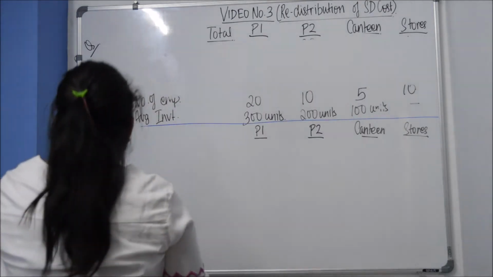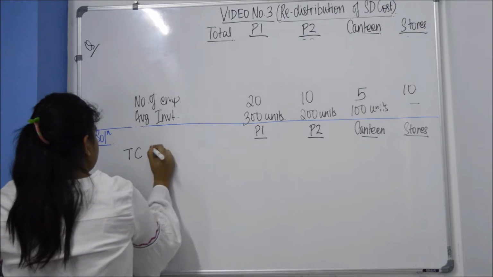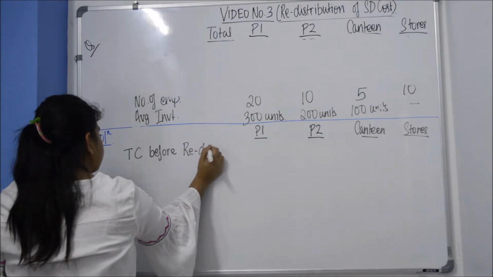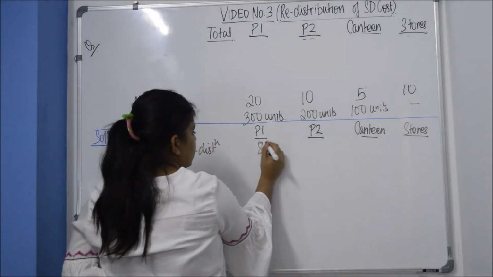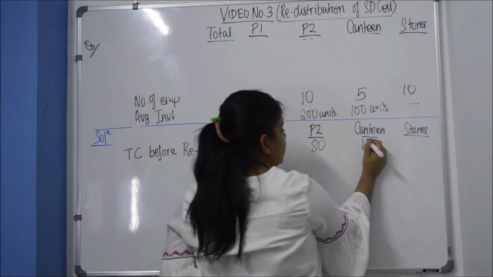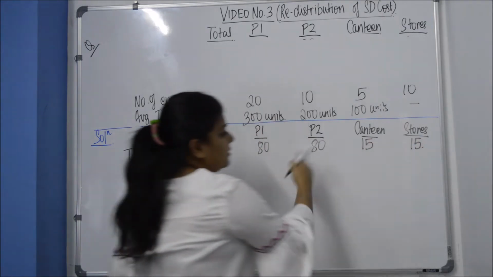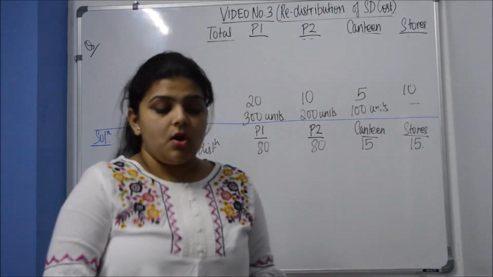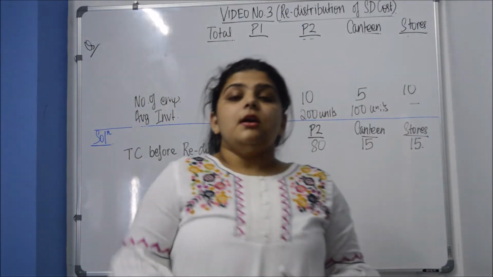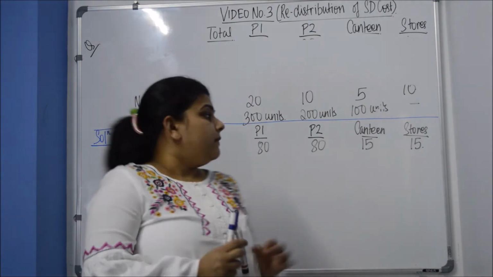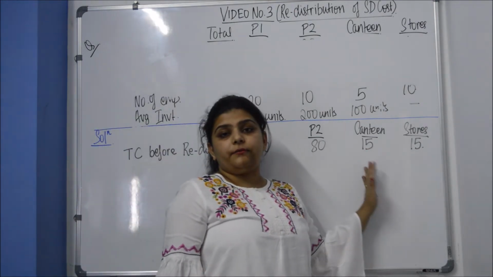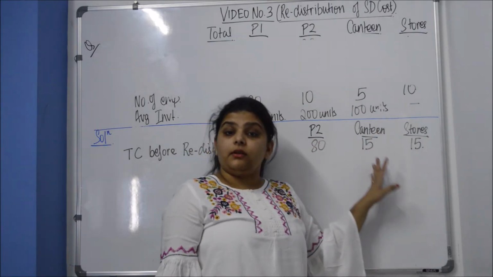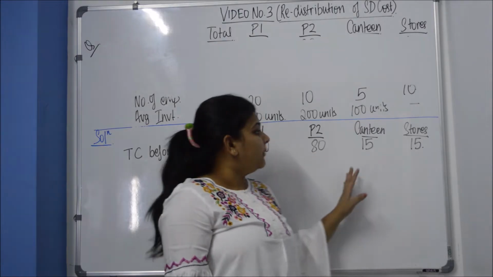So I will write here as total cost before redistribution, that is 80, 80, 15 and 15. This was our cost. Now the second method is the step down method. What happens in step down method? Under step down method, we take any one department first, any one service department. Let us say we have taken canteen as the first department.